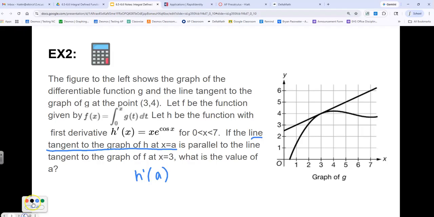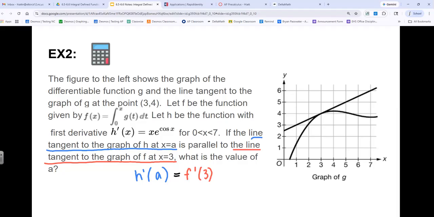is parallel to, what do we know about parallel lines? They have the same slope. So whatever I get right here for this slope of this tangent line is going to equal this next expression right here. And the line tangent to the graph of f at x equals 3. How could I write that in a much shorter expression? F prime of 3. So much like the last problem, I've got to find f prime of 3 first, and then I can use my calculator to help me solve here for the rest of that.